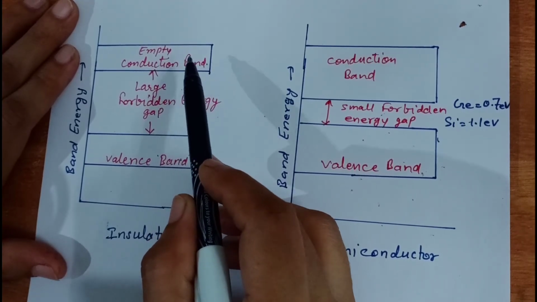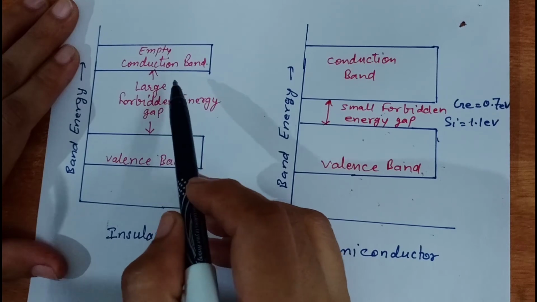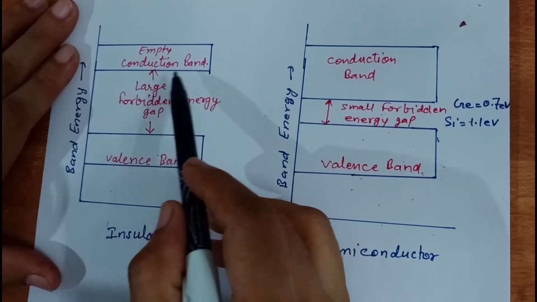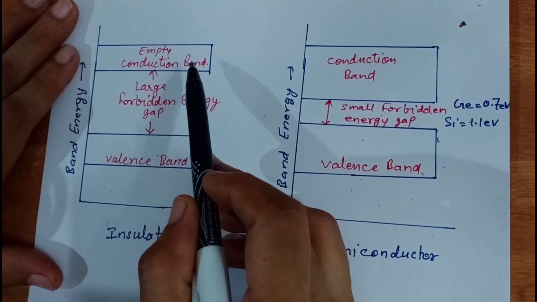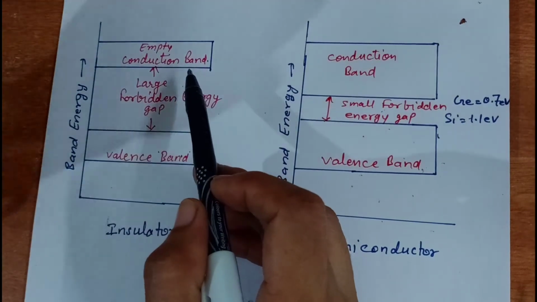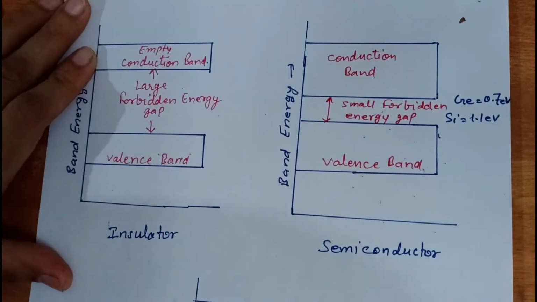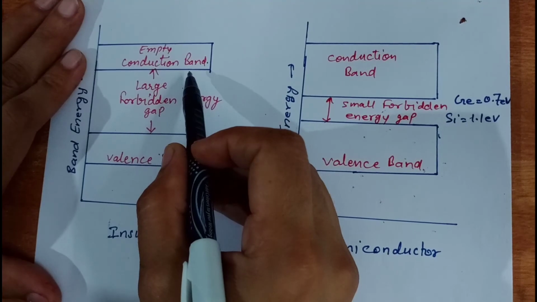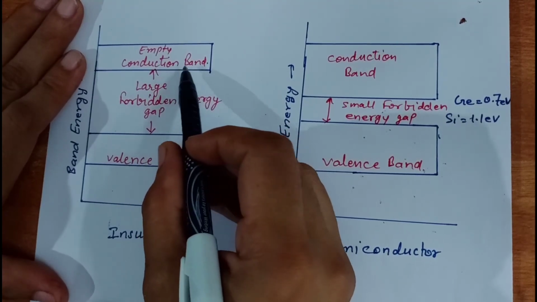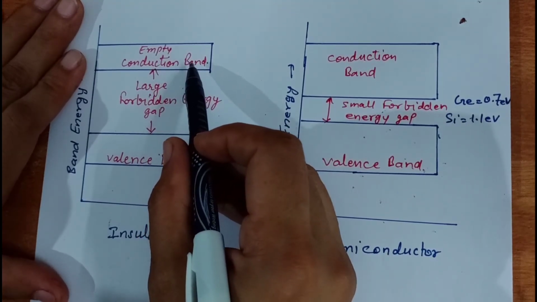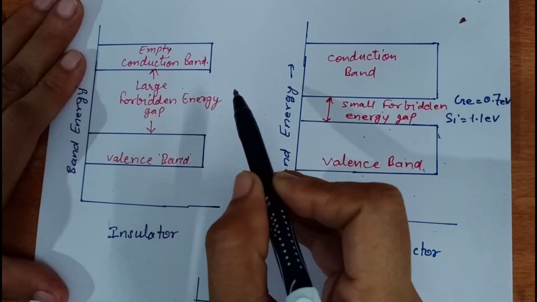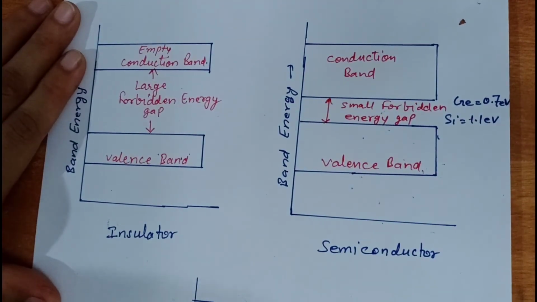In the conduction band, the electrons are free to move anywhere in the crystal lattice, anywhere in this band. Electrons in this band are responsible for current conduction. If there is no electron in this conduction band, then that material is not a good electrical conductor.